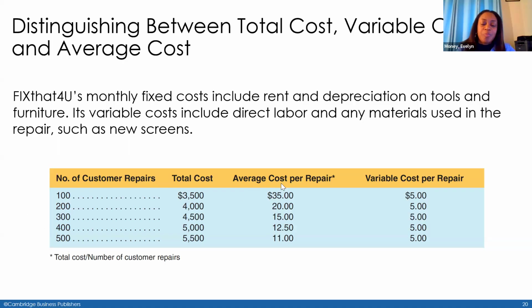But take a look at this. When we're dealing with fixed cost, per unit it changes with the level of activity, but there is an inverse relationship. So the more activity I have, the lower my fixed cost per unit. But here's the interesting thing. When I multiply my fixed cost per unit times the number of units or customer repairs, I'm going to get the same dollar amount every single time because a fixed cost in total remains the same regardless of the level of activity. But that fixed cost per unit, you're going to see that inverse relationship.